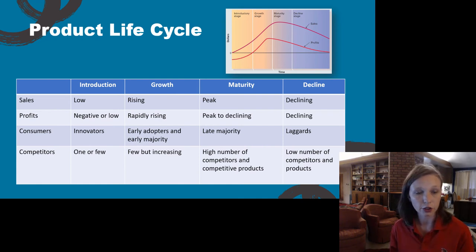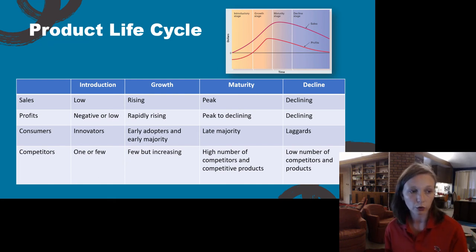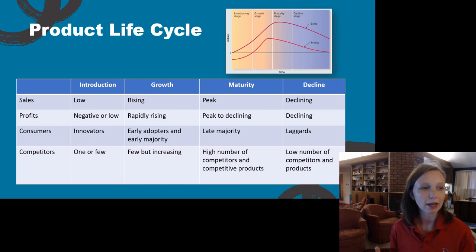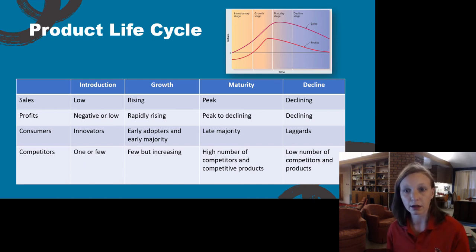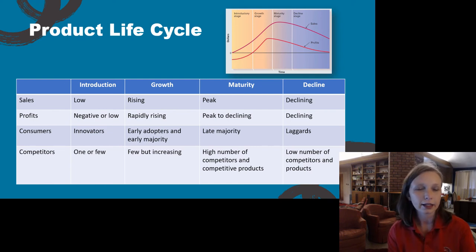In the decline stage, sales are going to be declining, profits are going to be declining. Laggards are the only ones who are buying for the first time. We might still see some repeat purchases for people whose products wore out. And you're going to have a low number of competitors and a low number of competing products. And for companies that stay in this decline phase, you will still see some retro products out there that do okay.